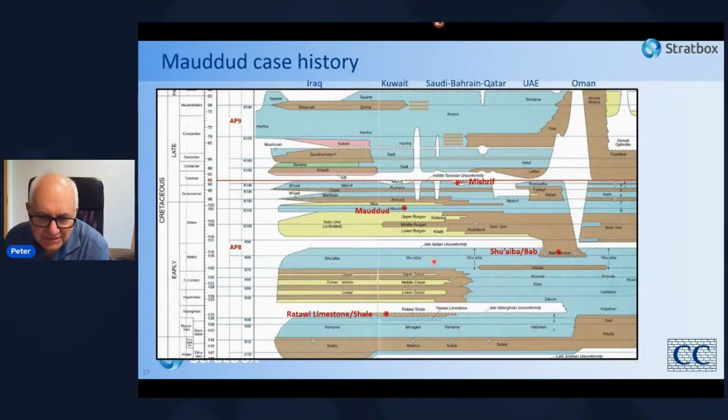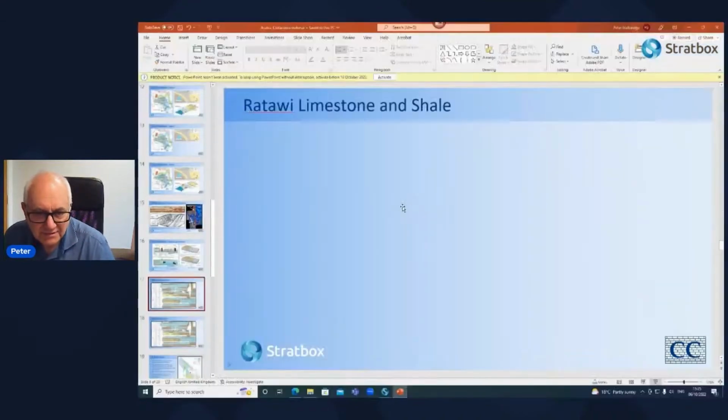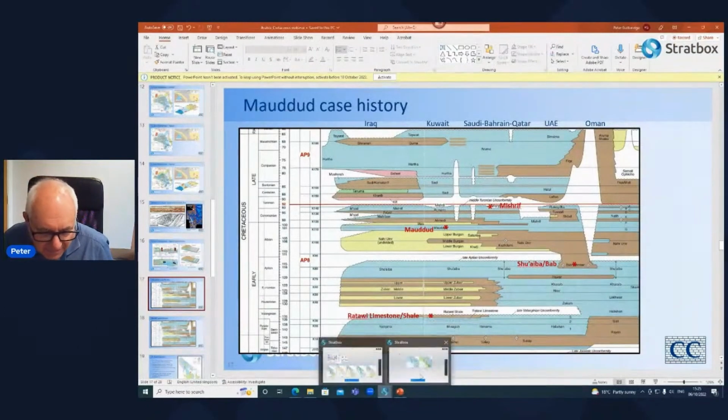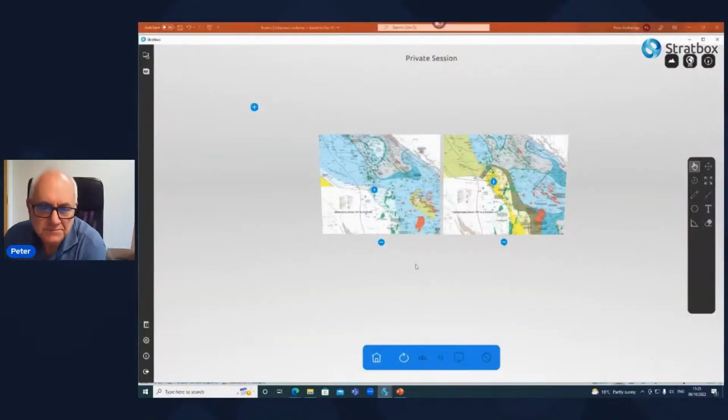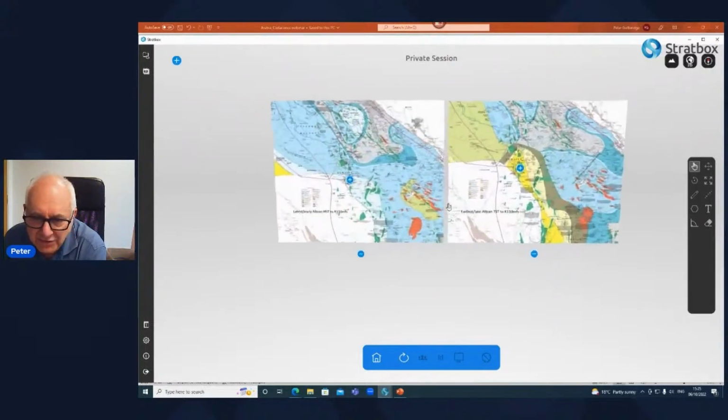Okay, I now want to go further up in the stratigraphy into the late Albian and look at the Mauddud carbonate interval. And this is a reservoir case history. Okay, so I have to quit PowerPoint and go back into Stratbox. So we're looking at the northern end of the Gulf around the Burgan field in Kuwait.